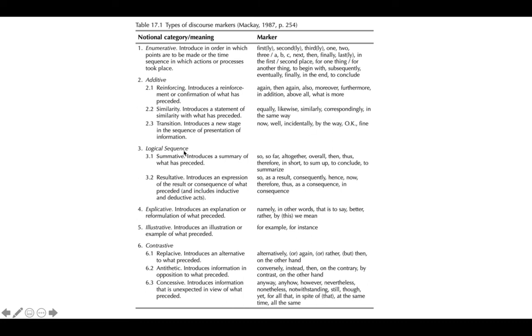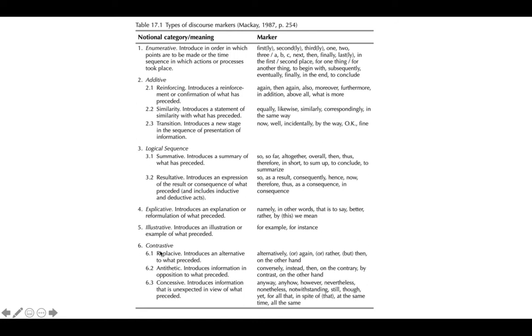And then we have got logical sequence. Summative, introducing a summary of what has preceded, what had been said. All right. And then resultative, introducing an expression of the results or consequences of what preceded, and it includes inductive and deductive acts. So, as a result, do you understand? So that's what we have there. Explicative, introducing an explanation or reformulation of what had preceded, namely. And then illustrative, introducing an illustration or example of what had preceded, for example.